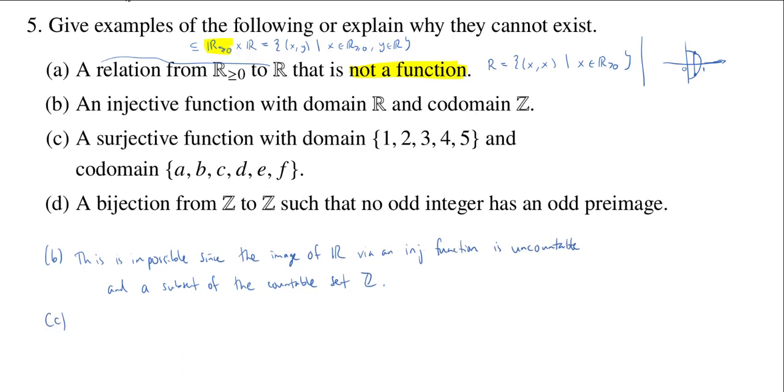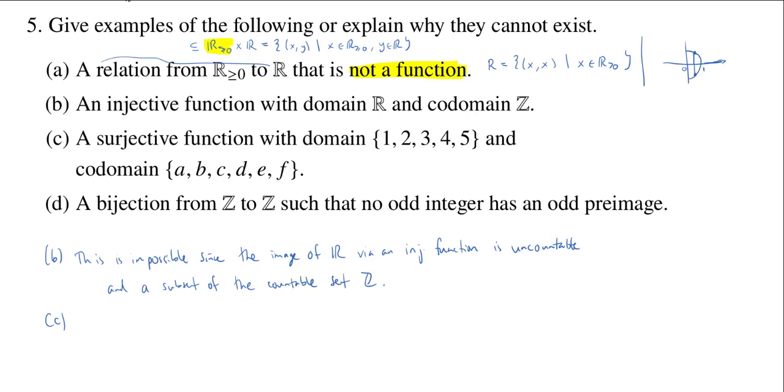All right, so we'll move on to C. In C, we have a surjective function, or at least we're looking for one, whose domain is {1, 2, 3, 4, 5}. And, oh my goodness, that's like the kind of thing an idiot would have as the combination on his luggage. Huh. Okay, the codomain is {A, B, C, D, E, F}.